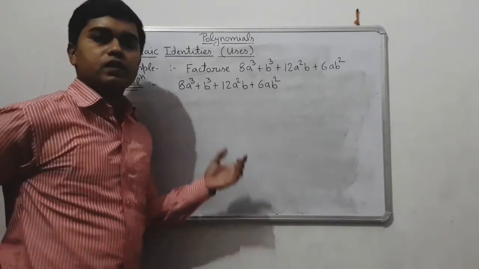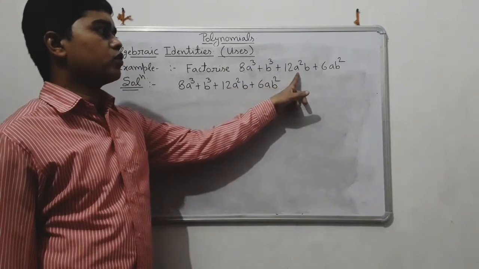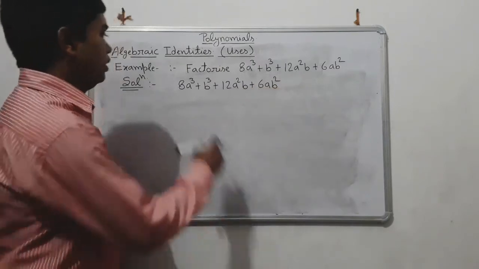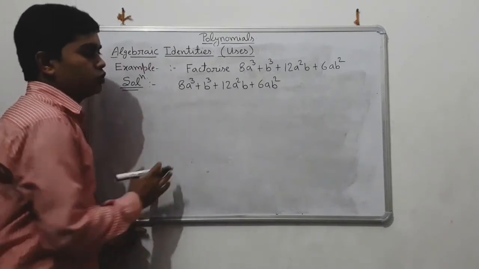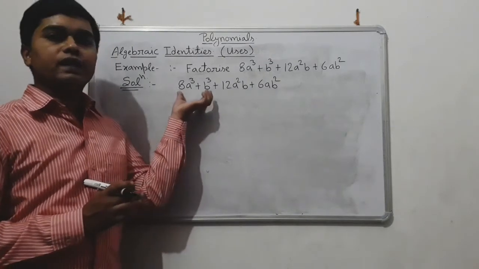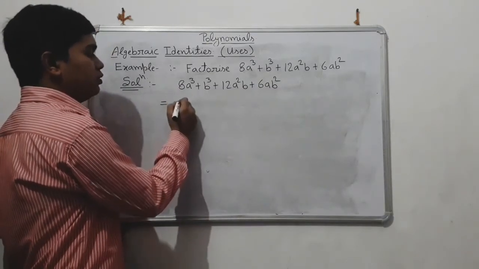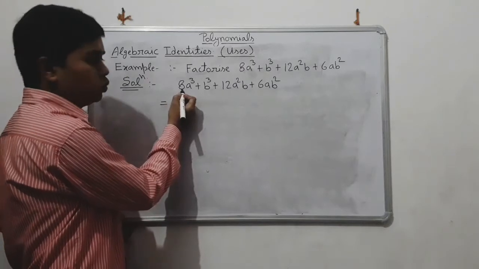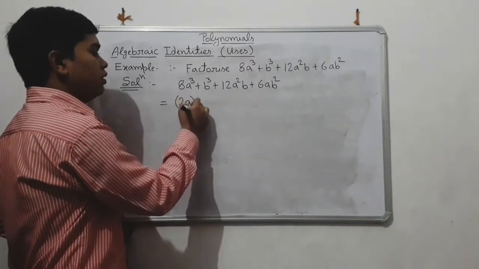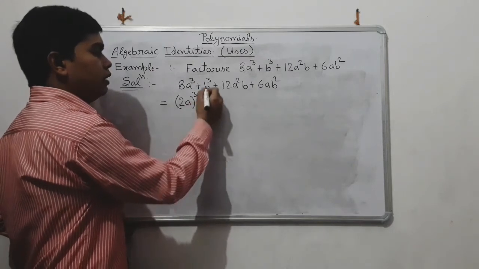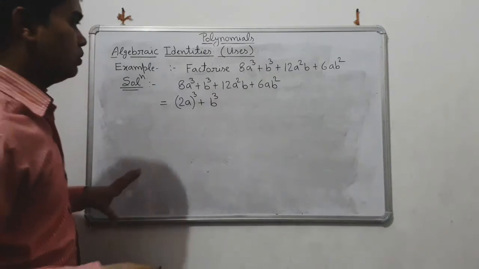Children, see, another example we have. Factorize 8a cube plus b cube plus 12a square b plus 6ab square. So see here, again we have a cube and b cube. So it means we have to convert it into a perfect cube, meaning 8. For 8, what can you write? This is the cube of 2. So for 8a cube we can write (2a) whole cube, and b cube is already in cube, so b cube is b cube.